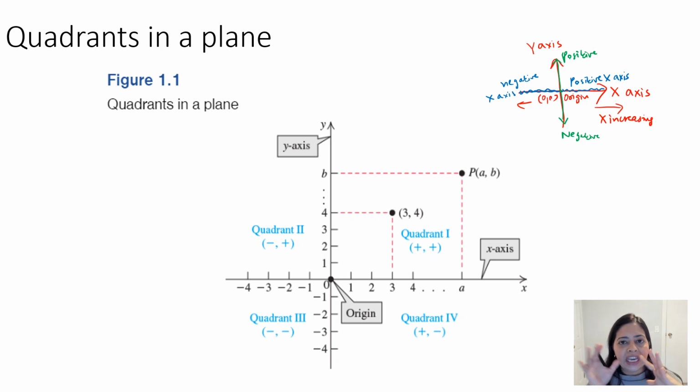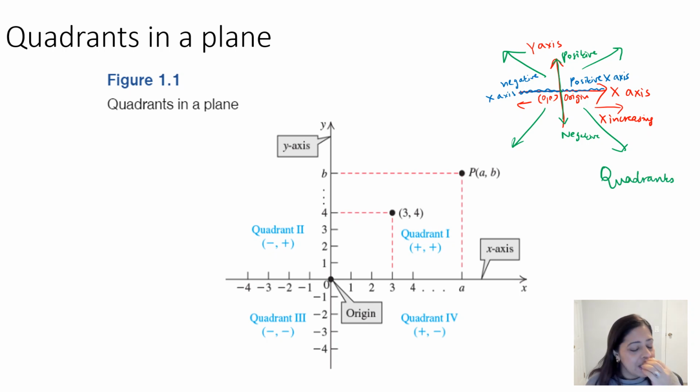Now these are 4 lines. Initially you were looking at them as 2 lines, but if you look at them as 4 lines, they divide the entire plane into 4 parts. Part number 1, part number 2, part number 3, part number 4. These are known as quadrants. Quad means 4. It's like a quarter of the entire plane. So the 4 equal parts of the Cartesian plane are known as quadrants.